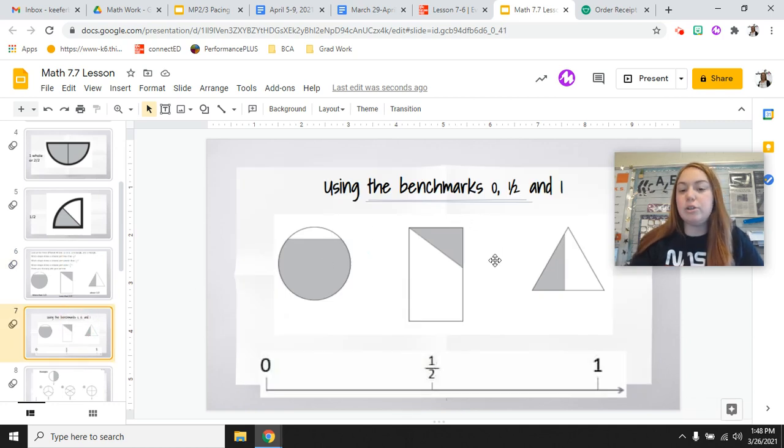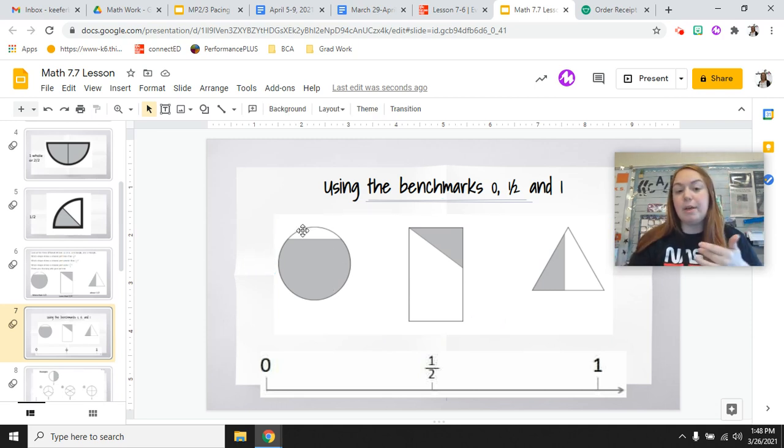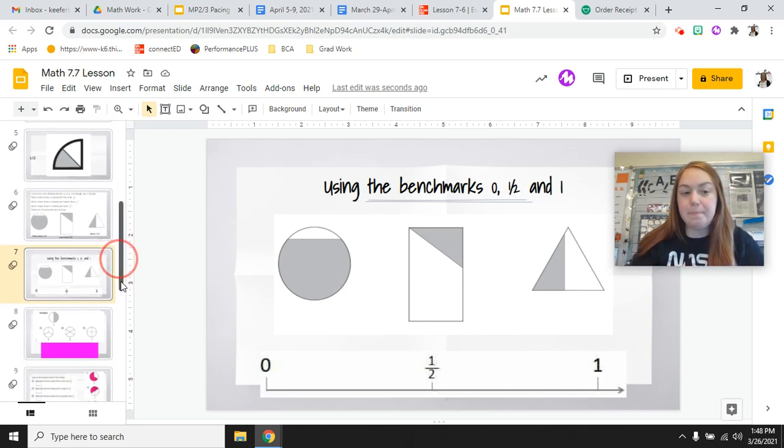So it says here, just using these and on a number line, thinking of them in relation to a number line. Now, these are not in the same order, just from the way that they were positioned on the previous slide, but we know that the circle would be closer to the 1, the rectangle would be closer to the 0, and then the triangle would be closer to about halfway, okay?